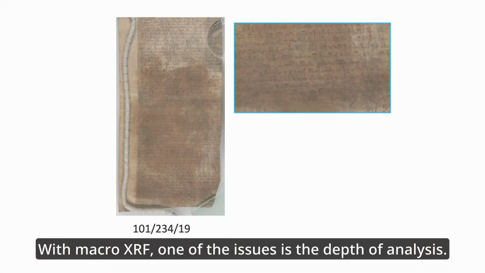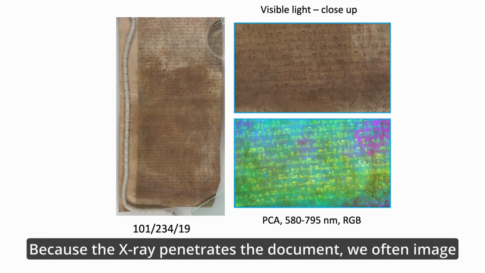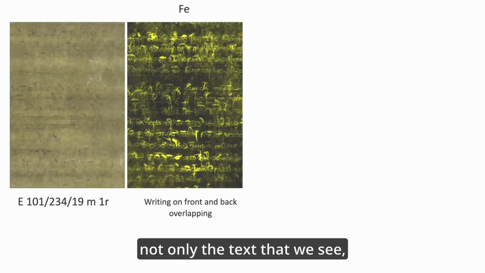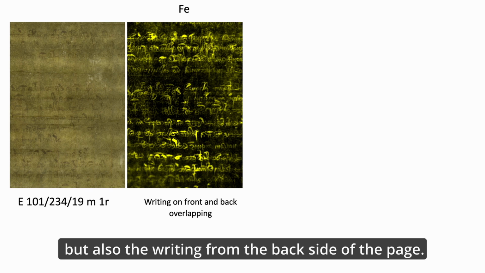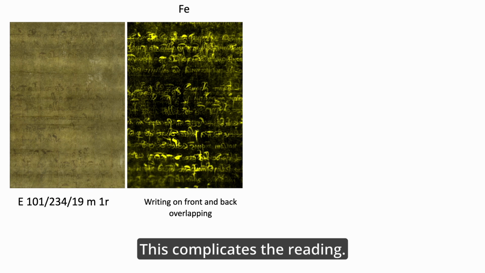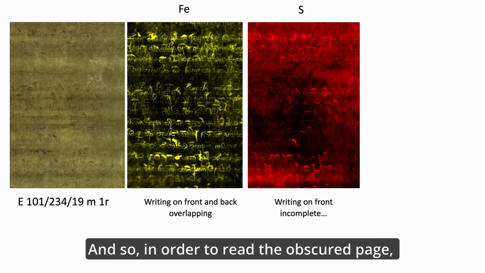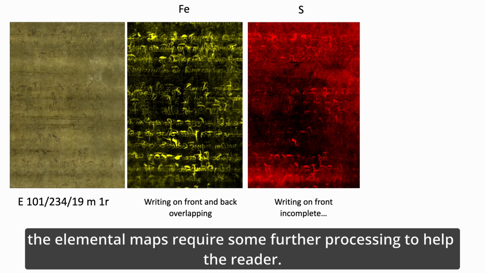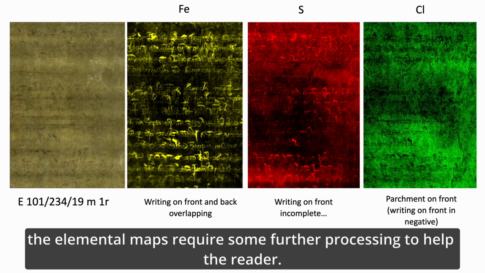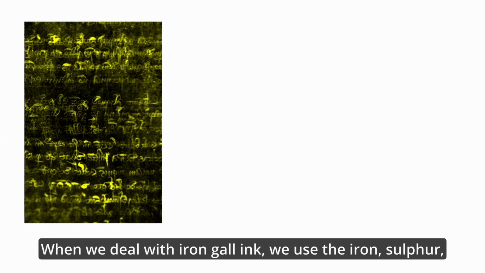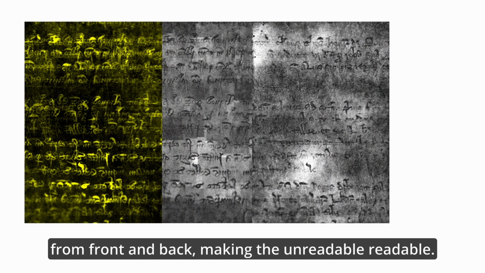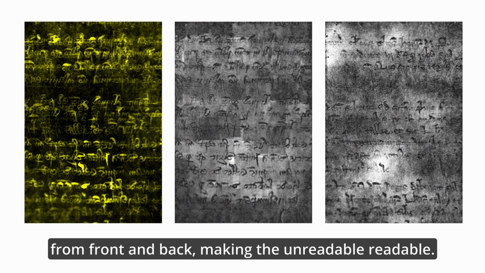With macro-XRF, one of the issues is the depth of analysis. Because the X-ray penetrates the document, we often image not only the text that we see, but also the writing from the back side of the page. This complicates the reading, and so, in order to read the obscured page, the elemental maps require some further processing to help the reader. When we deal with iron gall ink, we use the iron, sulfur, and chlorine components of the ink to separate the writing from front and back, making the unreadable readable.